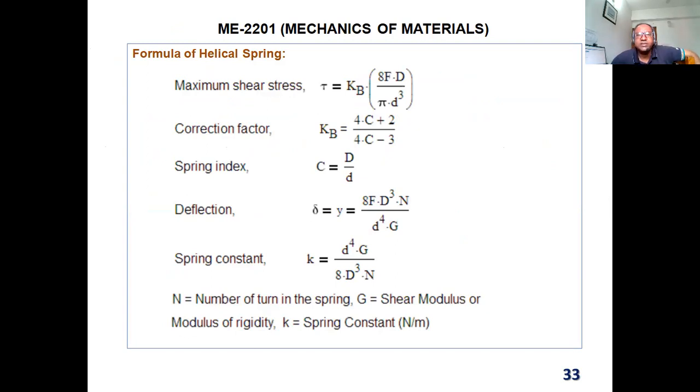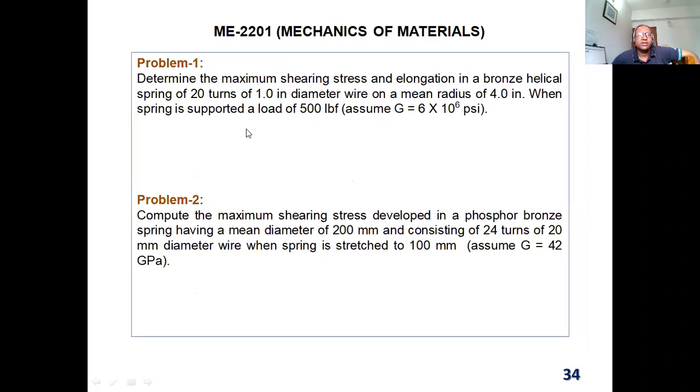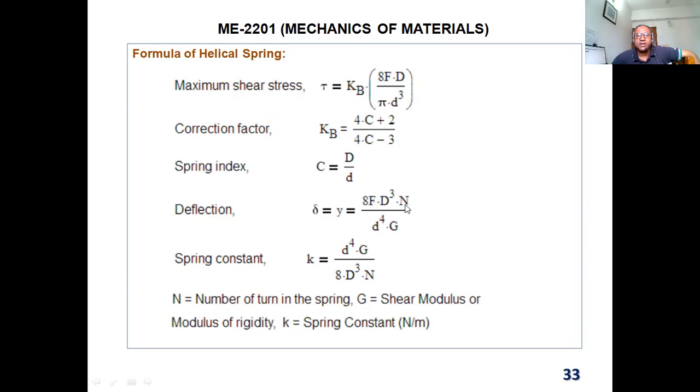Now, how do you get the shear stress? By this formula, KB 8FD by pi d cubed. d is the diameter of the wire, 1 inch. And this big D, the mean diameter of the spring, is also given. Mean diameter is 4 inch. N is given. And 8F by pi d cubed. What is KB? KB equal to (4C plus 2) over (4C minus 3), and C equal to big D by d. That means 4 by 1 equal to 4. So you put everything there, you will get the result, the shear stress.